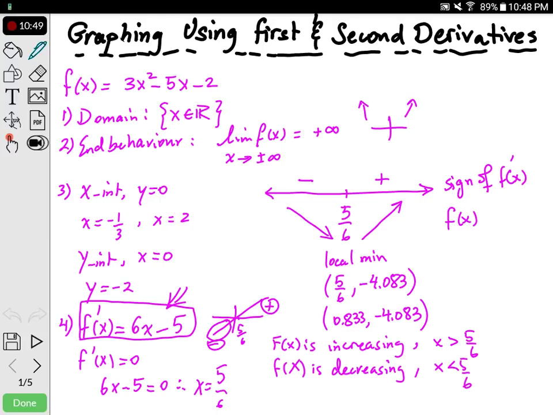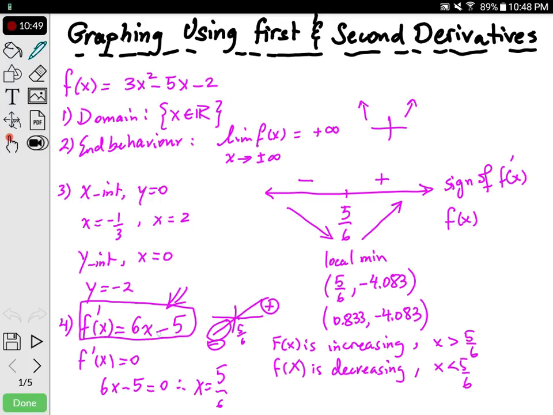Now, the difference between the regular grade 10 approach and this calculus approach is that we're going to determine the turning point, in other words, the vertex. So in step 4, determine the first derivative of f of x, which we call f prime of x. This is a power rule derivative. You get 6x minus 5.